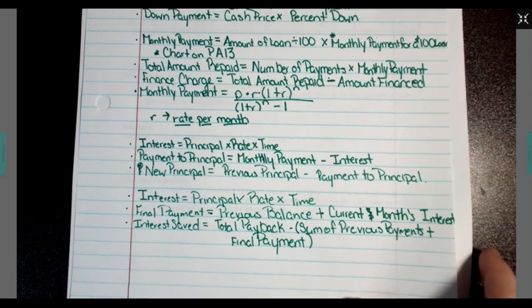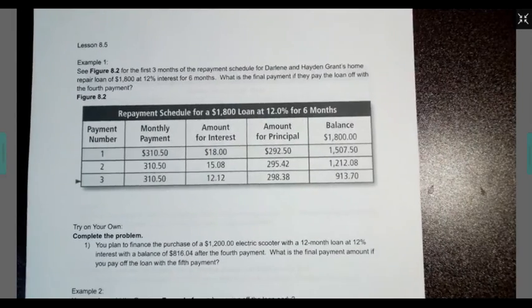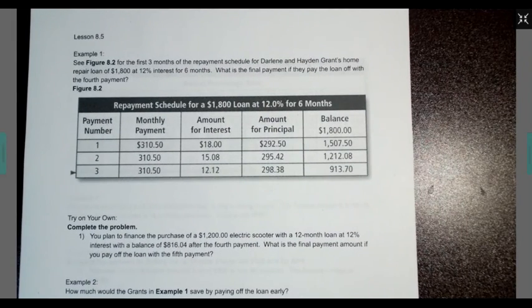All right, we're going to dive into today's lesson. Don't put your equation sheets too far away. We're going to work through example 1. Example 1 says, see figure 8.2 for the first 3 months of the repayment schedule for Darlene and Hayden on their home repair loan of $1,800 at 12% interest for 6 months. What is the final payment if they pay the loan off with the fourth payment?